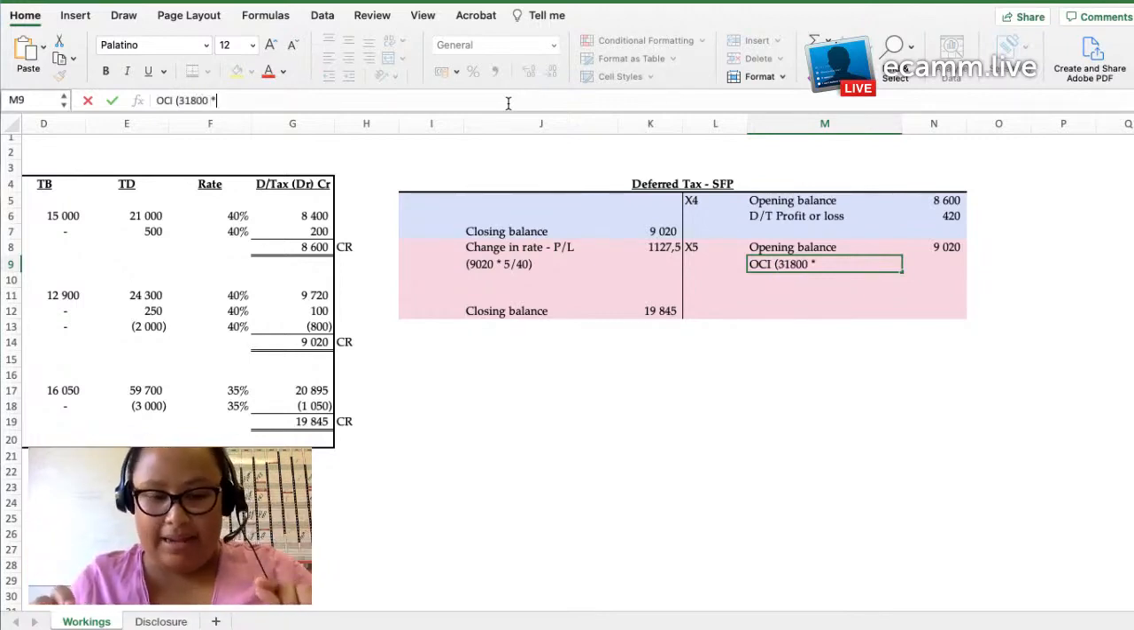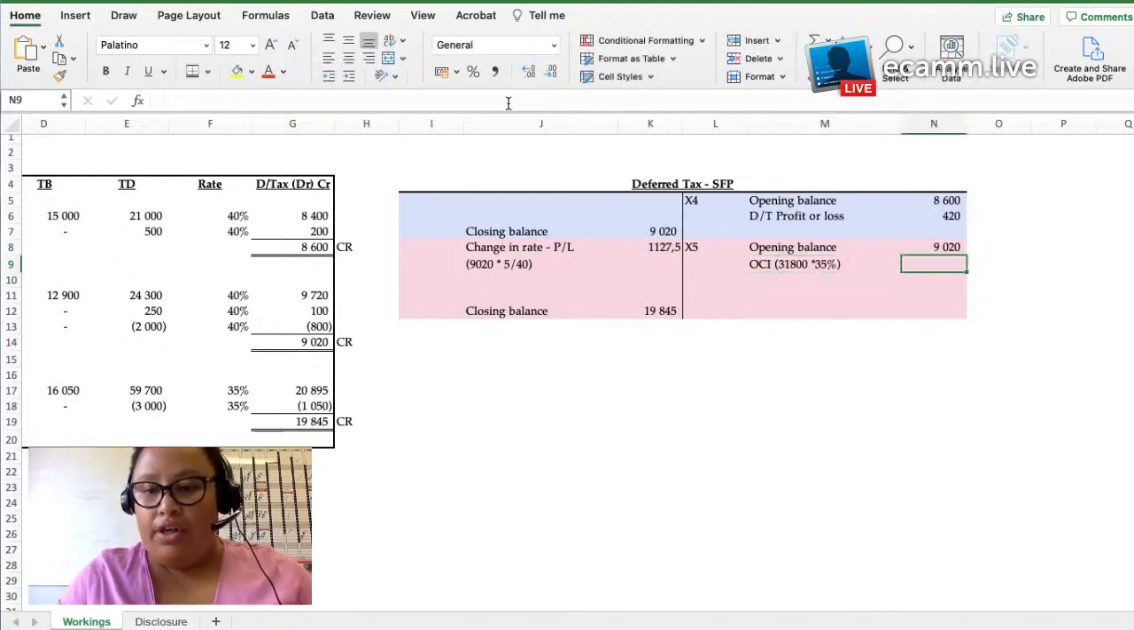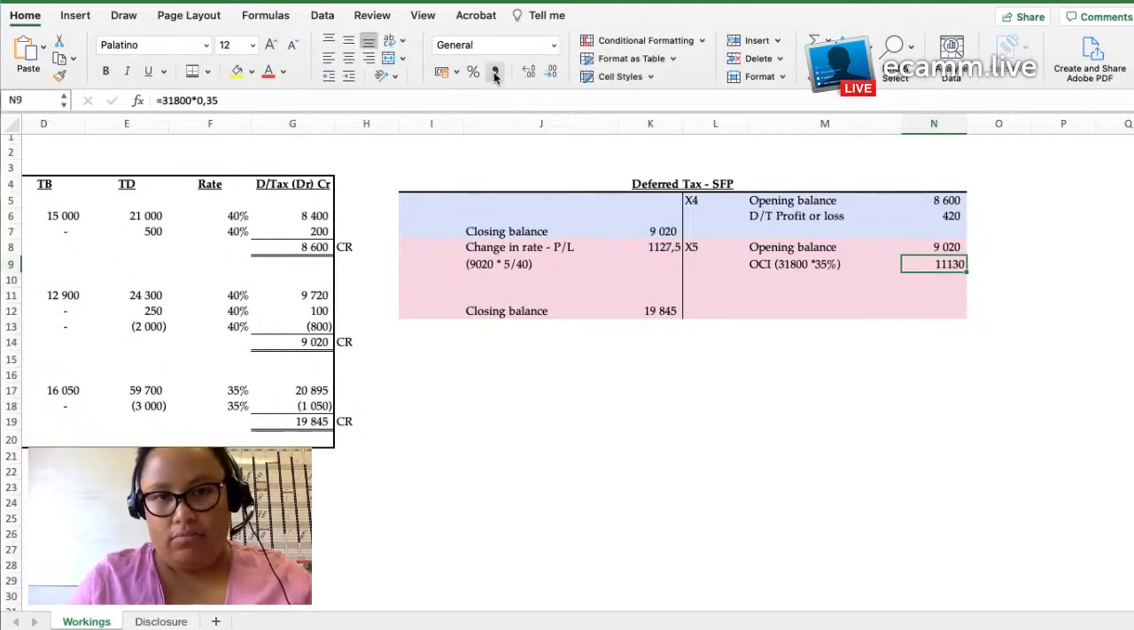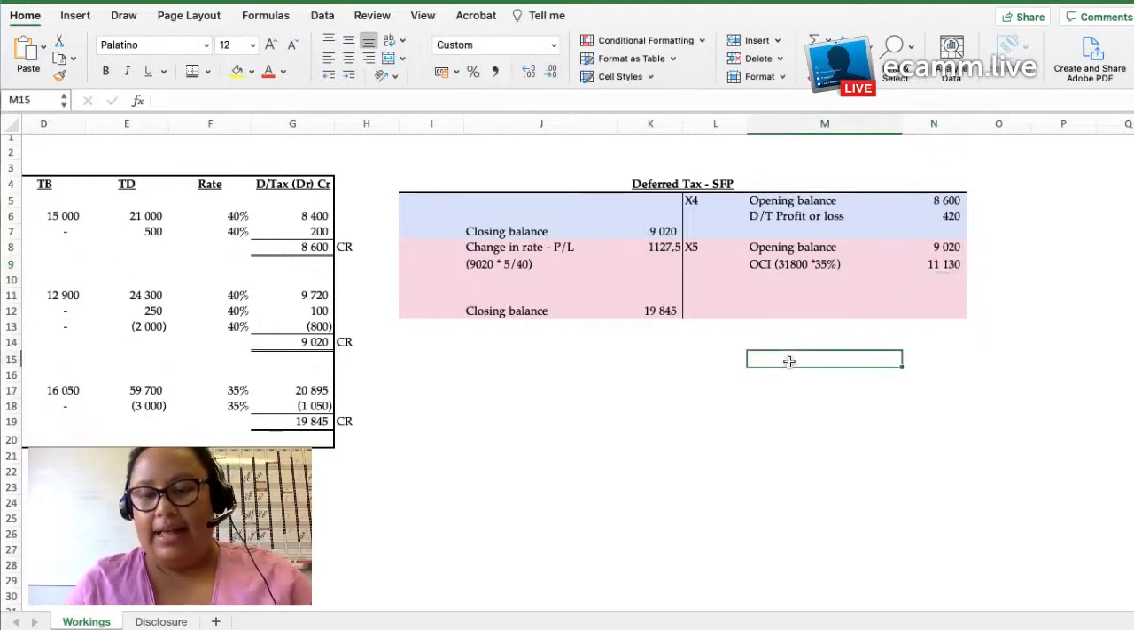Then I multiply it by the tax rate. What is the tax rate? It's 35%. So the tax that went through OCI was 11,130. That's the tax that was recognized in OCI. Now, what else happened? Was there anything else besides the change in tax rate and the revaluation that went through OCI? Everything else went through profit or loss.